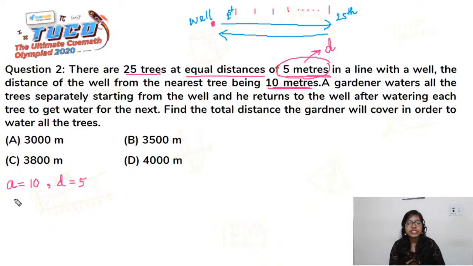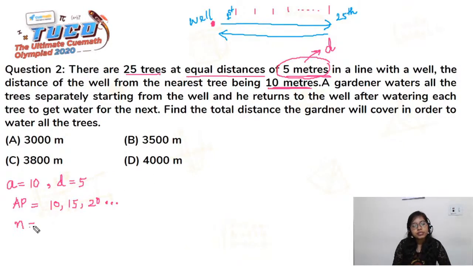So our value of A is 10 and the value of D is 5. How would the AP series look? A is 10, the second term would be 15 because D is 5, then 20, and this would keep continuing. There are in total 25 trees, correct? So N is equal to 25. All we have to calculate is the value of S25. So let's go ahead and do that.